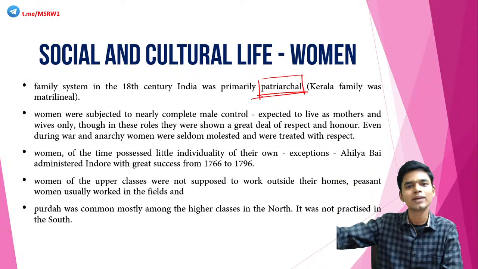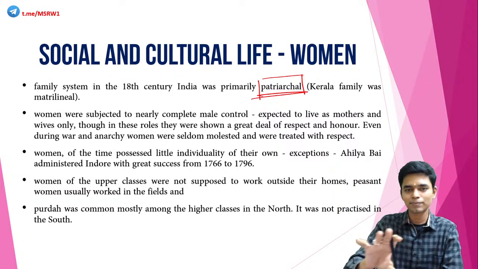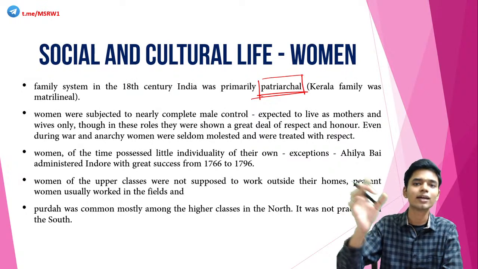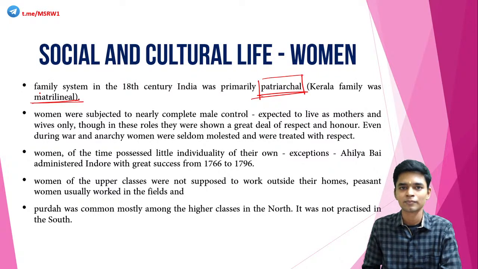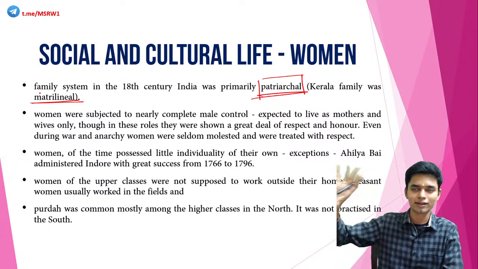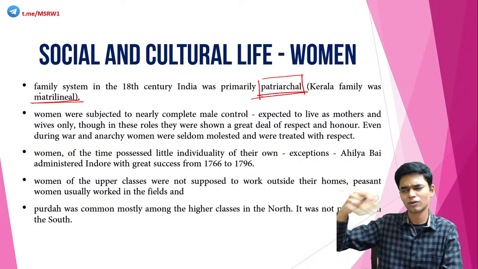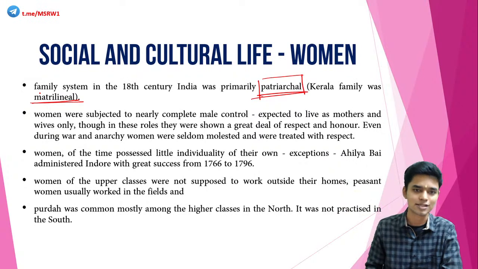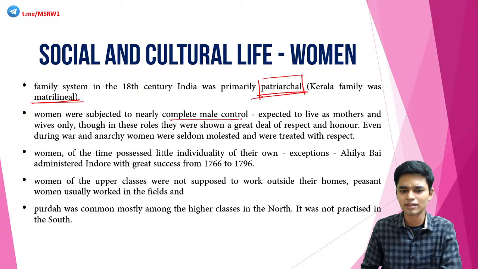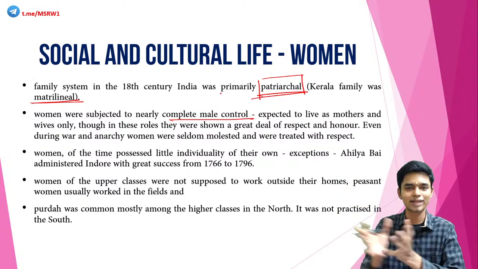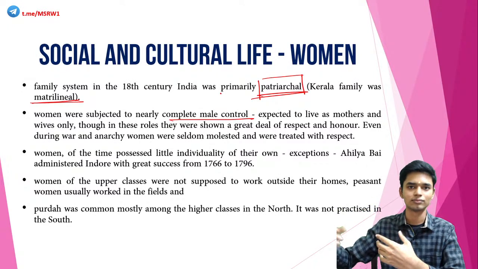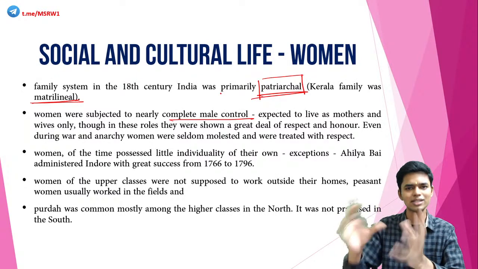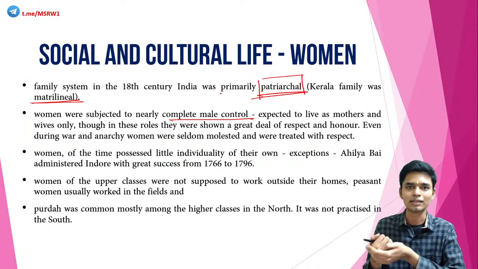The head of the family is the eldest male in that family. Okay, this system existed throughout the Indian subcontinent except in Kerala. In the Kerala Nair family, we can see a system of matrilineal society. Okay, so apart from Kerala, almost everywhere else, we see a very concrete patriarchal system. Women were subjected to nearly complete male control. They were expected to live as mothers, wives, only in that area, and they were not allowed to work outside their homes. In general, they did not have that individuality in the medieval Indian setup.